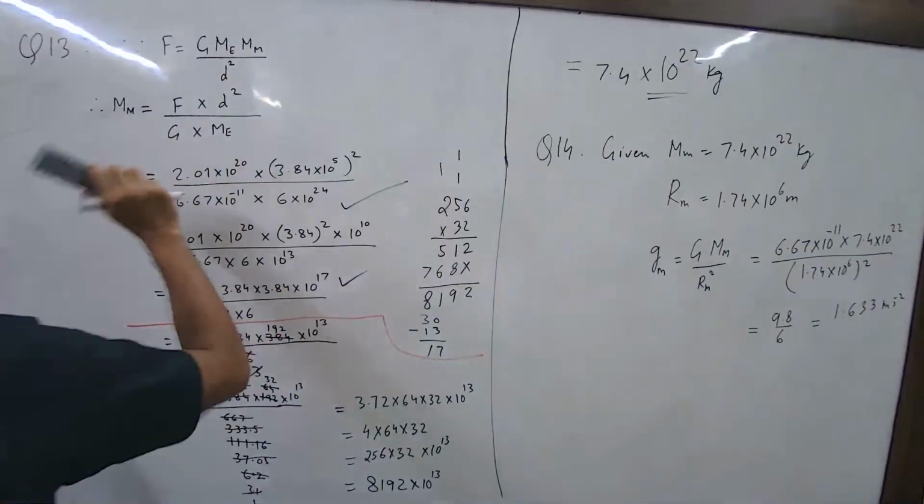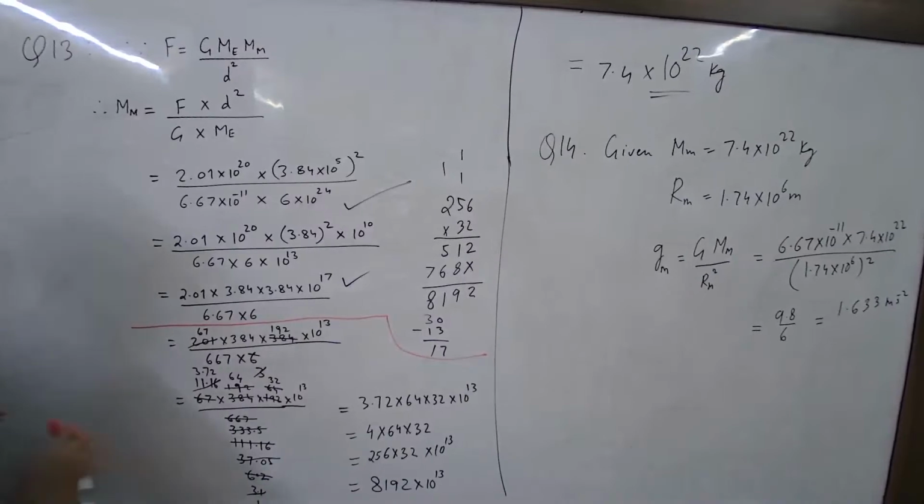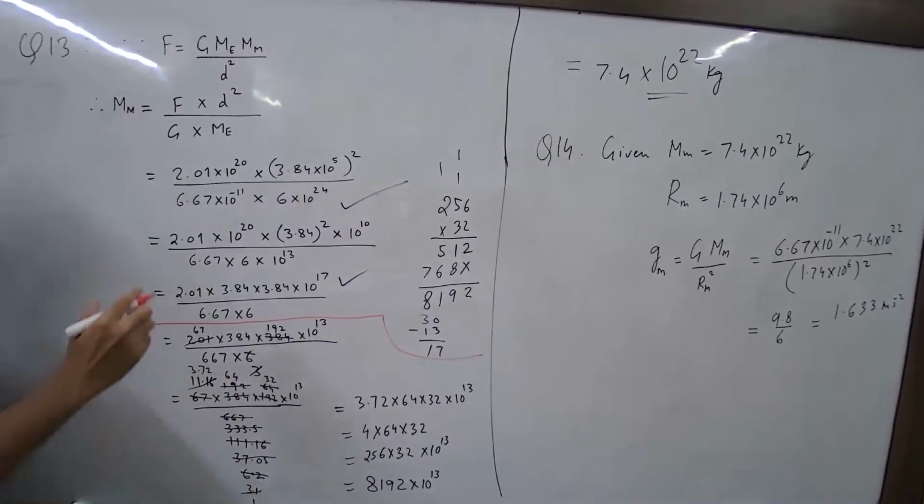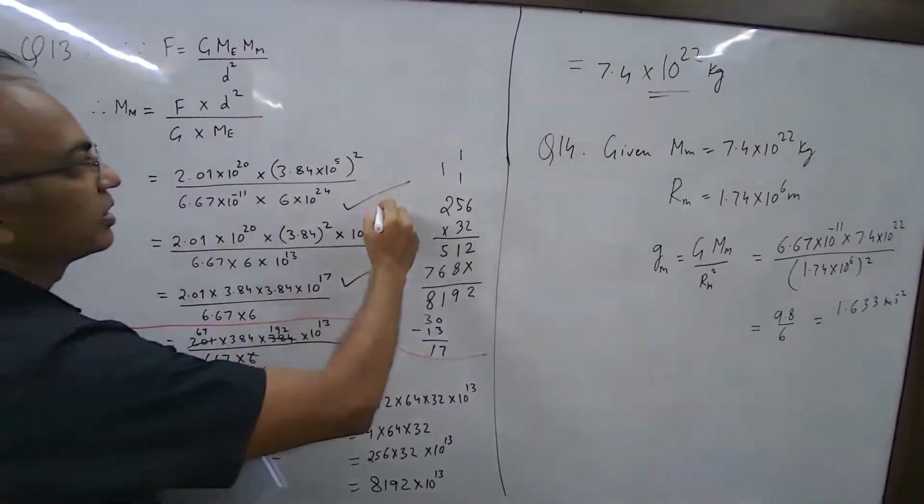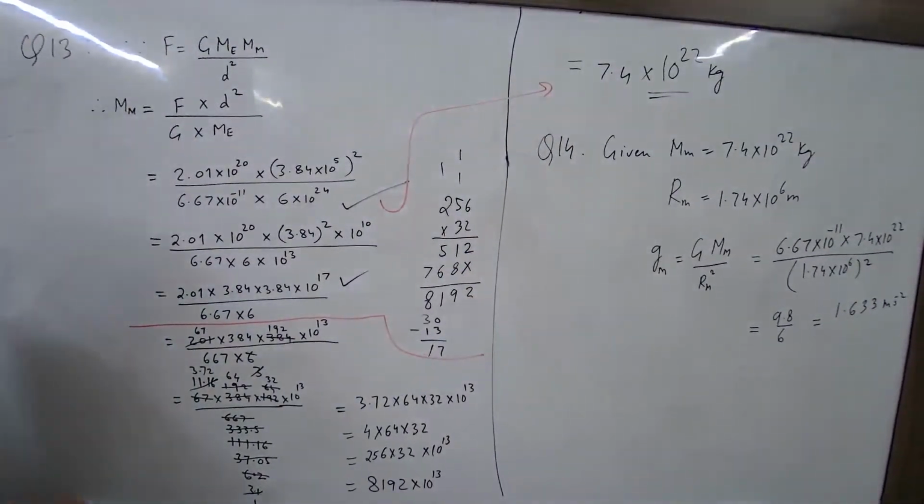Can I erase this? So write till here. What I am telling you is write till here. After that you can directly write this. Okay. So I will remove this.